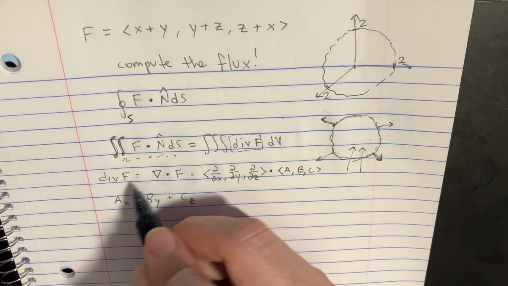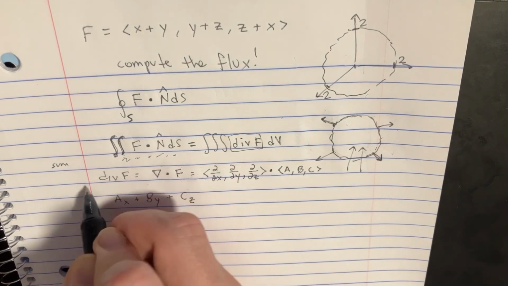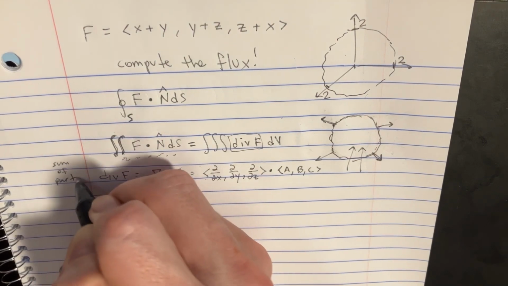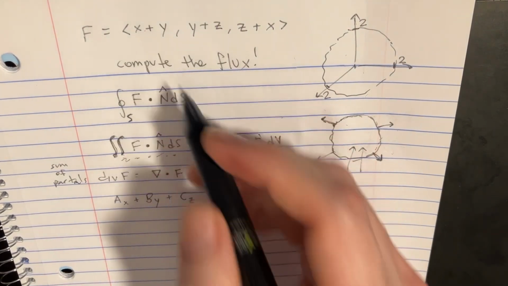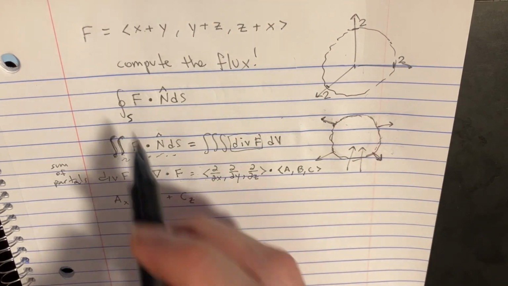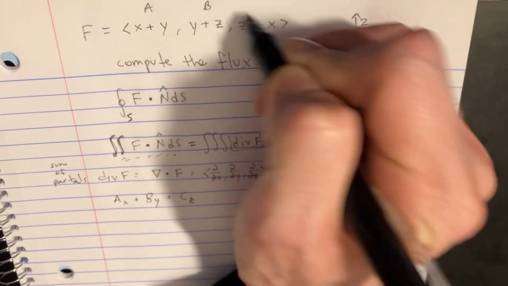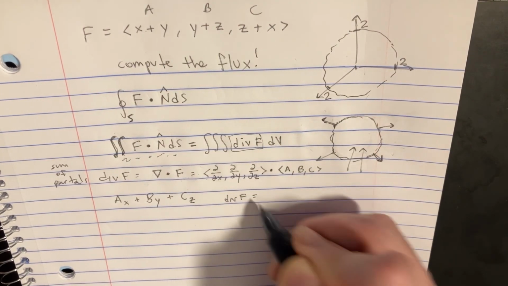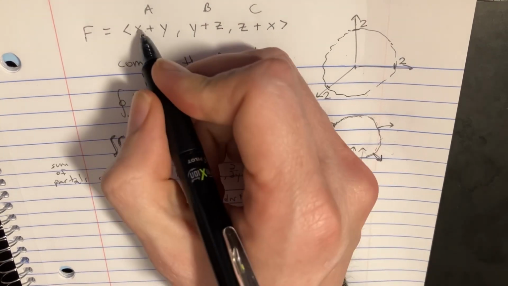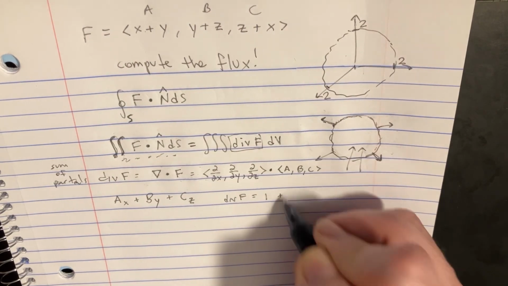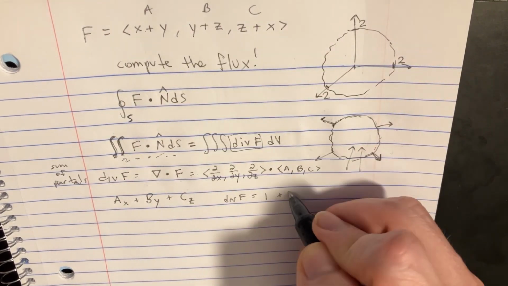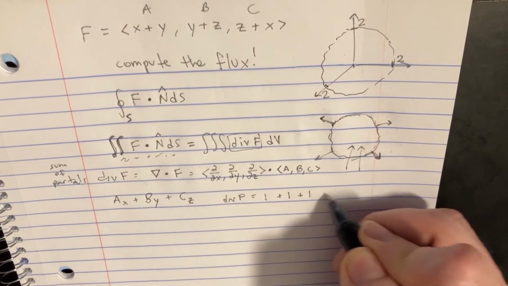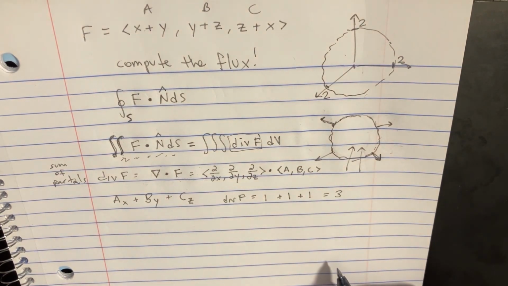So I can just add up the partials. This is the sum of the partials. It's actually really easy to take the divergence, the div, because it's the sum of partials. So let's sum the partials. If we take A, this is B, and this is C, and we take the partial x of A, then we'll be able to find that the partial x of A is 1, and then the partial y of B is 1, and then the partial z of C is 1. So we get that the div is equal to 3.